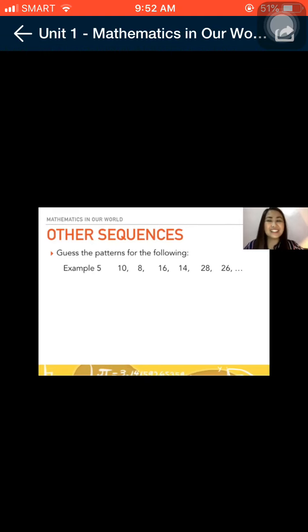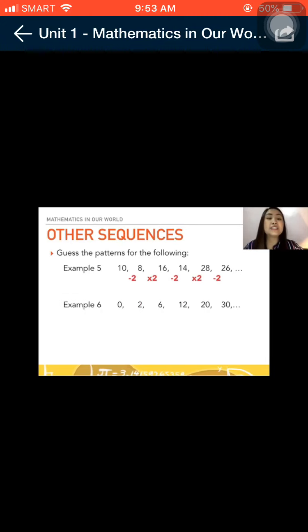Did you get it? Right, so the pattern is minus 2, times 2, minus 2, times 2, minus 2, times 2, and so on. As you can see, you are not just adding or subtracting or strictly multiplying or dividing. It's a combination of the two. There's a subtraction and a multiplication. That means it is neither an arithmetic nor a geometric sequence.